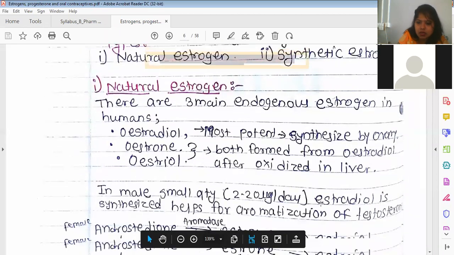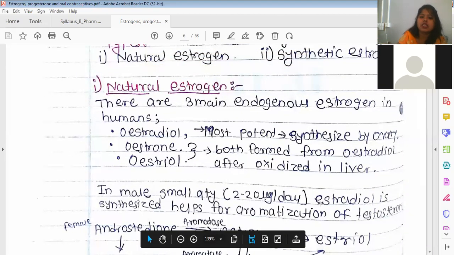What is the natural estrogen? Natural estrogen has 3 endogenous estrogens.